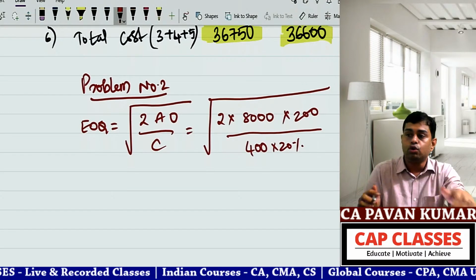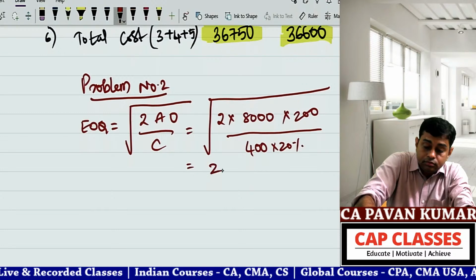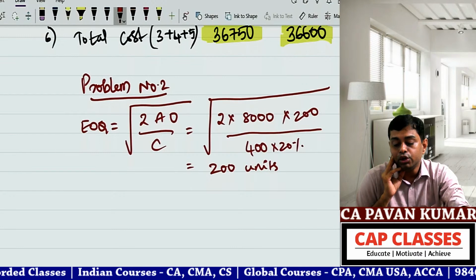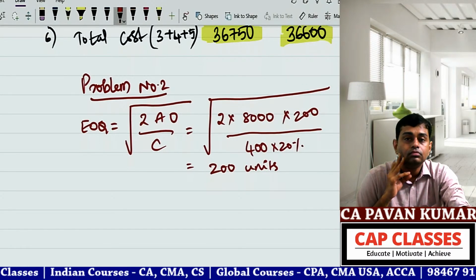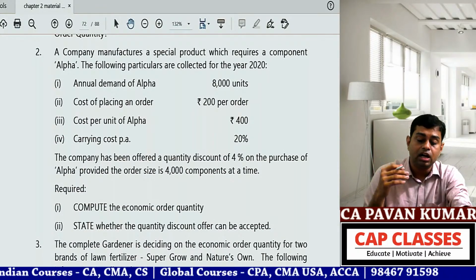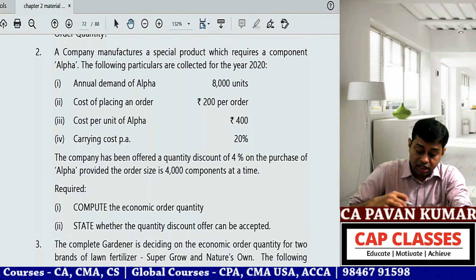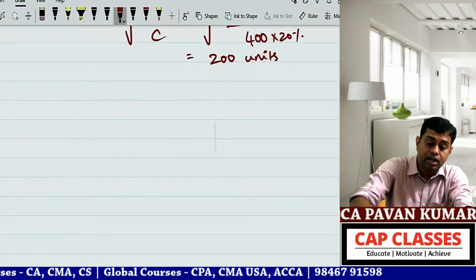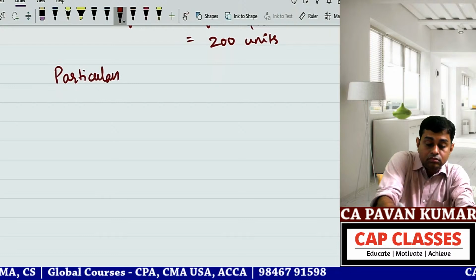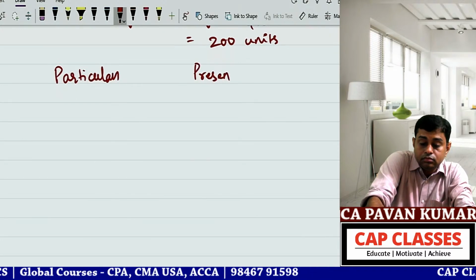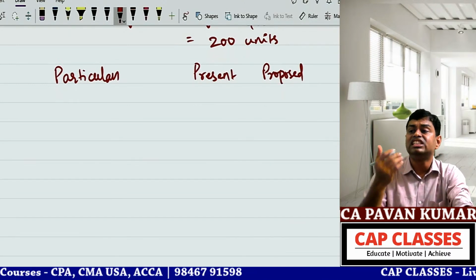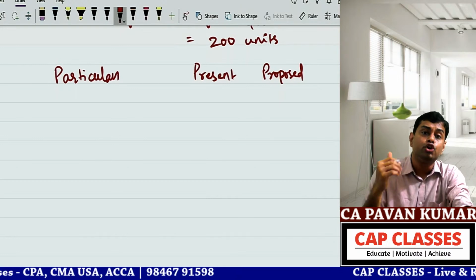So you got EOQ 200, correct? EOQ 200 units. Okay. So what did they ask? Compute the economic order quantity. वो तो हो गया. State whether quantity discount can be accepted. देखेंगे particulars. Present. Proposed. So proposed is with discount. Present is without discount. EOQ.